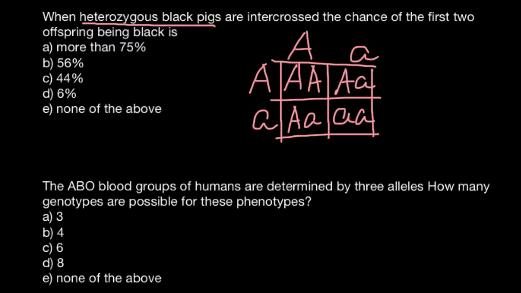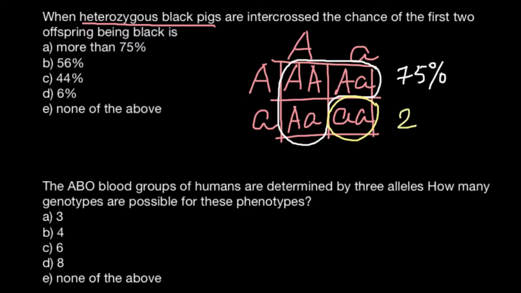For example, if capital A dominant stands for the black color and recessive small a stands for, for example, white color, as you see here we would have 75% of such a cross progeny going to be black, and 25% going to be white. So that means that the chance that the first progeny would be black is 75%.